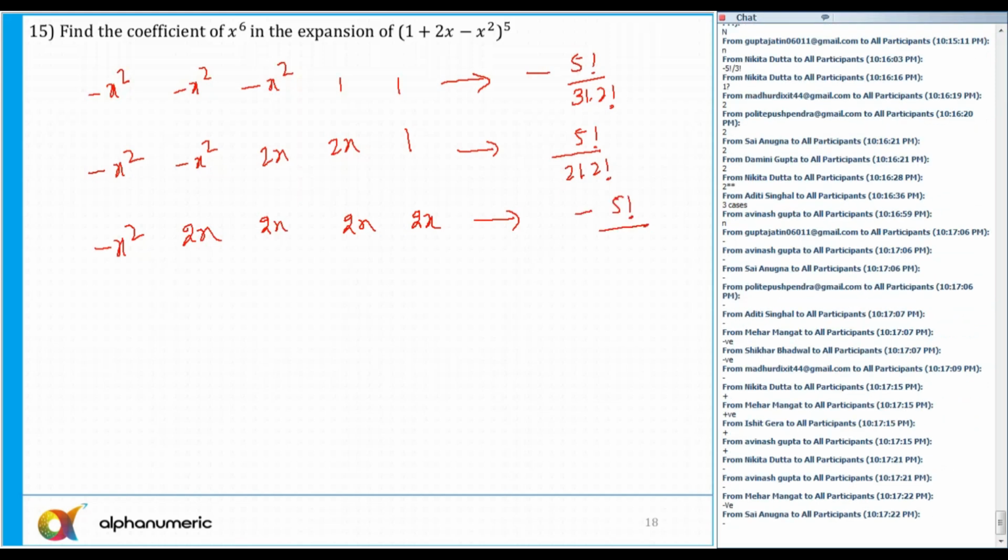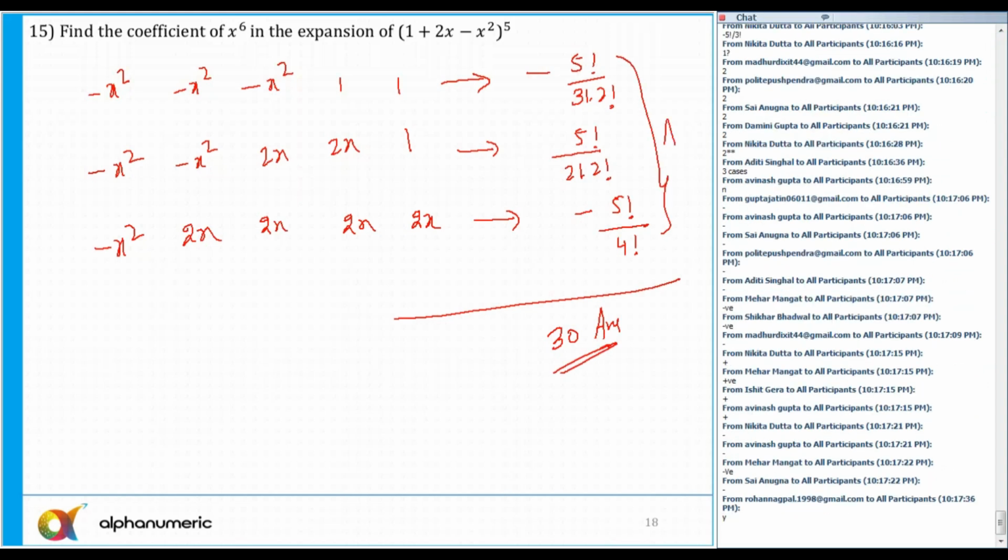I can think there are 4 like terms, 4 factorial. So add all of them. The answer comes out to be 30. This will be the final answer. Okay. Just add all of them. So can I move to the next question if this is clear to all of you?